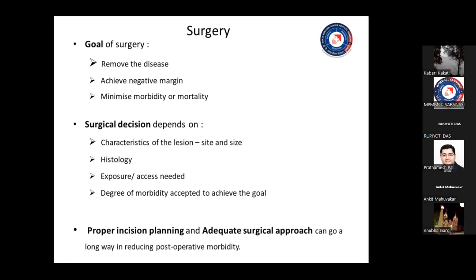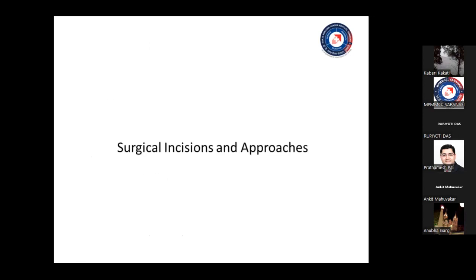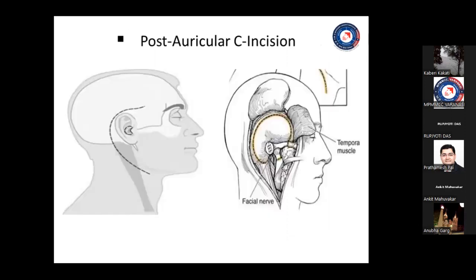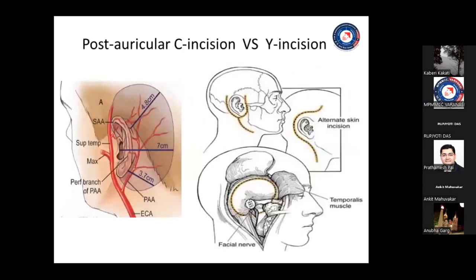So proper incision planning and an adequate surgical approach can go a long way in reducing postoperative complications and morbidities. In brief, we'll go through the surgical incisions. We can plan a preauricular incision if we need to access the parotid, the TMJ, the mandible, the ITF, etc. The postauricular C incision is the workhorse incision of a temporal bone tumor. This gives access to the mastoid, the parotid, the mandible, as well as the middle cranial fossa, and a downward extension gives access to the neck. So this is the workhorse incision.